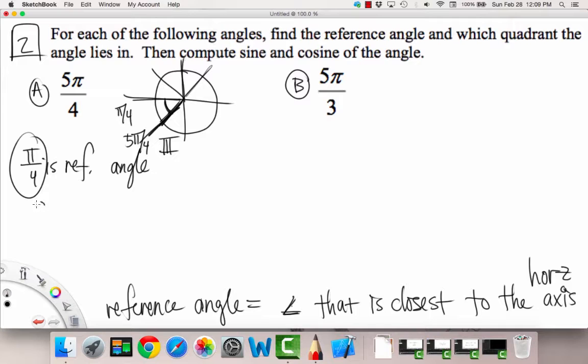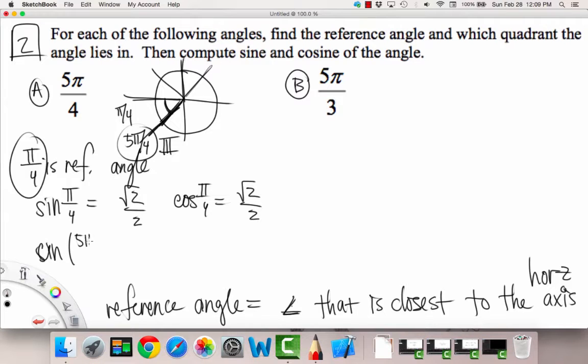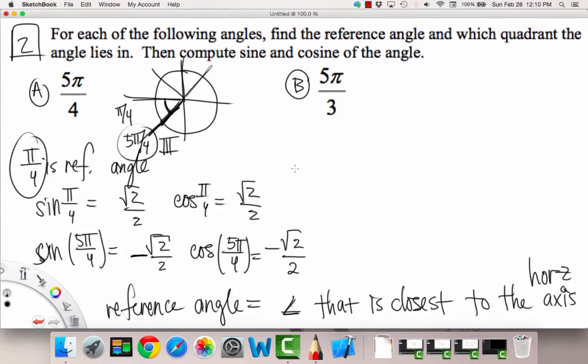If we were to find sine of pi over 4, our reference angle, we would get square root of 2 over 2. And cosine of pi over 4 is also equal to square root of 2 over 2. So sine of 5 pi over 4 is going to have the same values, square root of 2 over 2, except it might be negative or it might not. In this case, because we're in quadrant 3, both x and y, so both cosine and sine, are negative. So we're going to have negative signs in front of both of those: negative square root 2 over 2 for both sine and cosine.